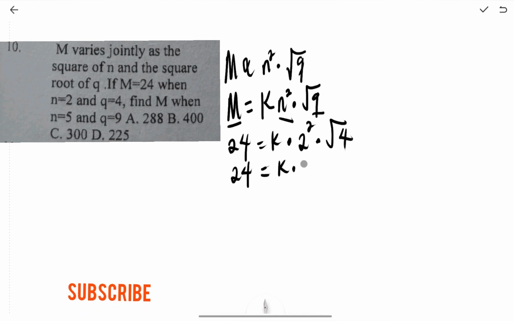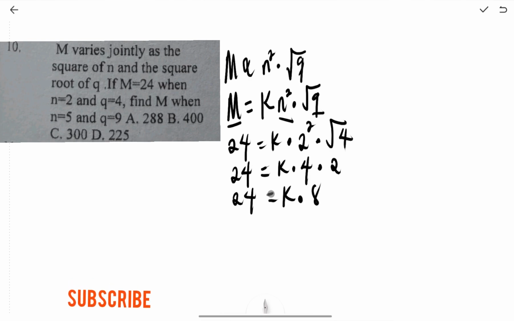Alright, so we have 24 equals to k. Then we have 2 raised to power 2 to be 4. Then square root of 4 is 2 here. So we have 24 equals to k times 8. That's 4 times 2. Then we divide both sides by 8. We are going to have k equals to 3. So our real formula is m equals to 3n squared times root q.